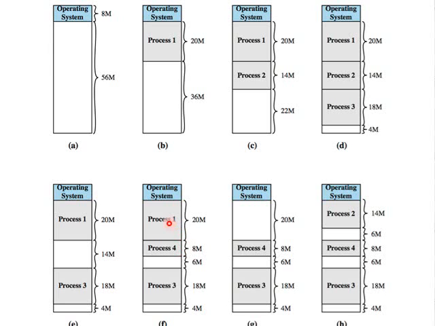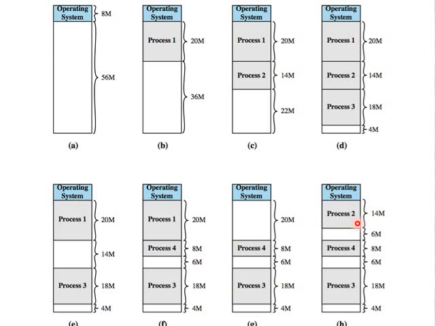After some time, P1 completes its execution and leaves the system. So now we have these three holes present in the system. The first one is of 20 MBs, the second one is of 6 MBs, while the third one is of 4 MBs. Now after some time, if we have process 2 coming into the system one more time requiring a main memory of 14 MBs, we will allocate a 14 MBs partition to this process.